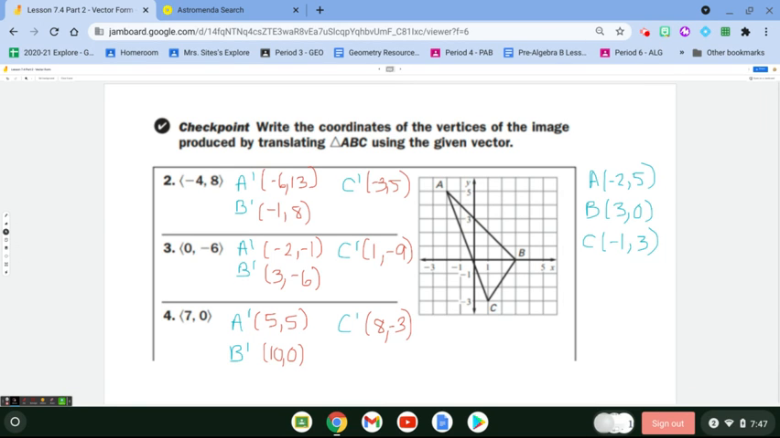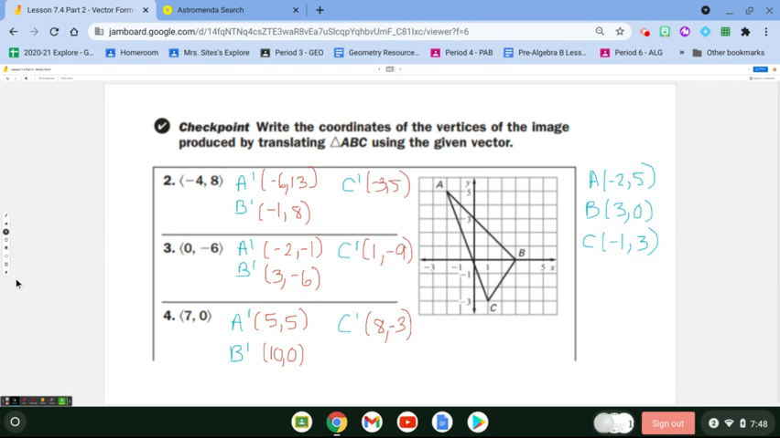So if you take a look at question number 2, it has a horizontal component of -4, so you'd be sliding to the left 4 units, and a vertical component of 8, so you'd be going up 8 units. We'd have answers of A prime at -6, 13, B prime of -1, 8, and C prime of -3, 5. For number 3, we would have no units left or right, but be going 6 units down. So A prime would be -2, -1, B prime would be 3, -6, and C prime would be 1, -9.